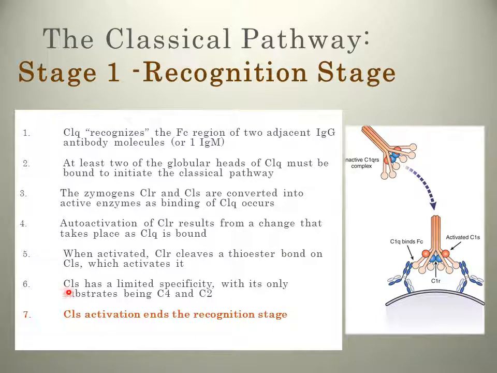And we have C1s that is now activated. What it has the ability to do is bind with two other substrates once it's activated. The two substrates that C1s can bind with are C4 and C2, and we're going to pick it up there on the next slide, but the takeaway here is once that C1 is activated, that's pretty much the end of what we consider to be the recognition stage.